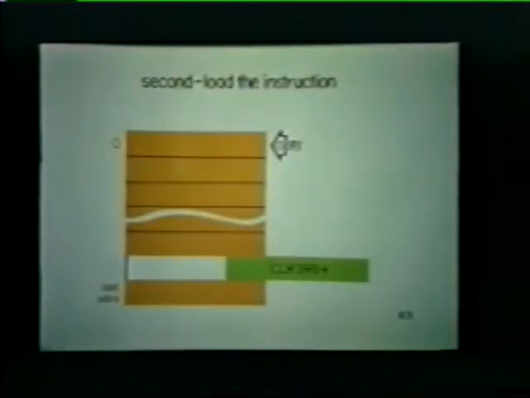The second step is to load the instruction. In this case, we're using the clear instruction in the auto-increment mode. This instruction will clear the contents of a location specified by our pointer, which is R1, and then move the pointer to the next location. Notice that we're loading the instruction itself into the next to the last memory location. The reason for this will become more apparent as we step through this example.